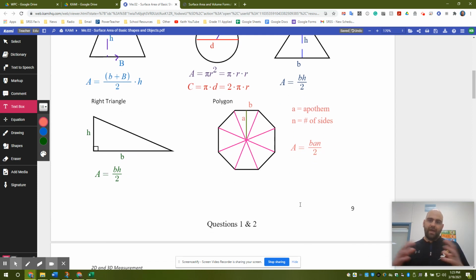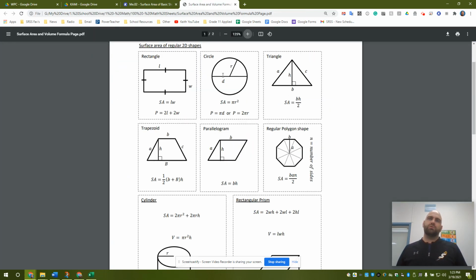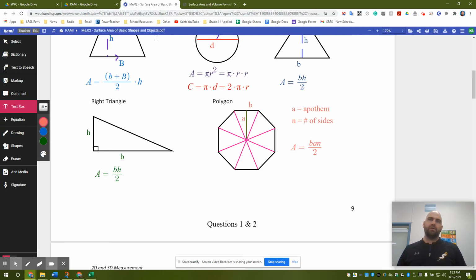Now, using that understanding and that knowledge, and you can also use your formula page for area, I want you to do questions 1 and 2 on the assignment. It's looking at area of 2D shapes.